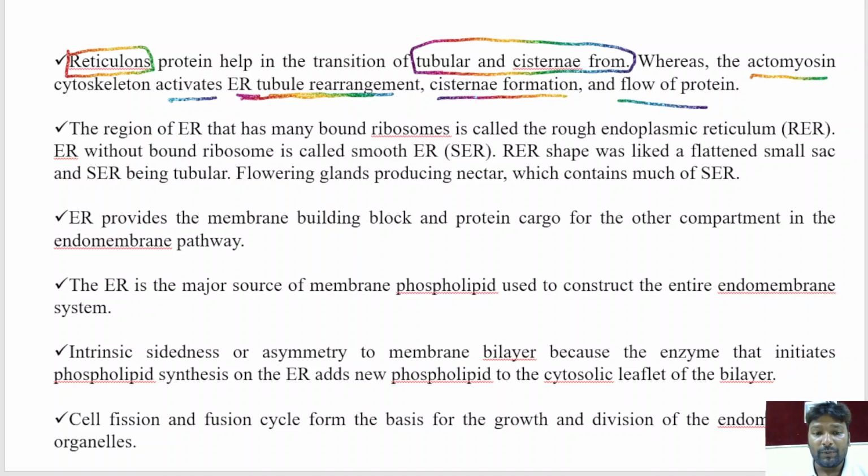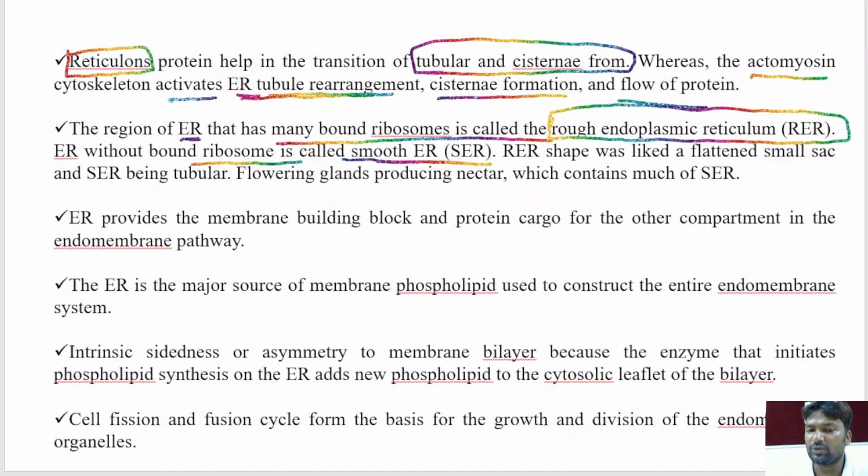And the region of endoplasmic reticulum that has many bound ribosomes is called rough. So friends, you know there are two types of endoplasmic reticulum. First one is the rough endoplasmic reticulum, in which the ribosomes are studded and have an important role in protein synthesis, while the one without ribosomes is called the smooth endoplasmic reticulum, which has a role in the synthesis of lipids.